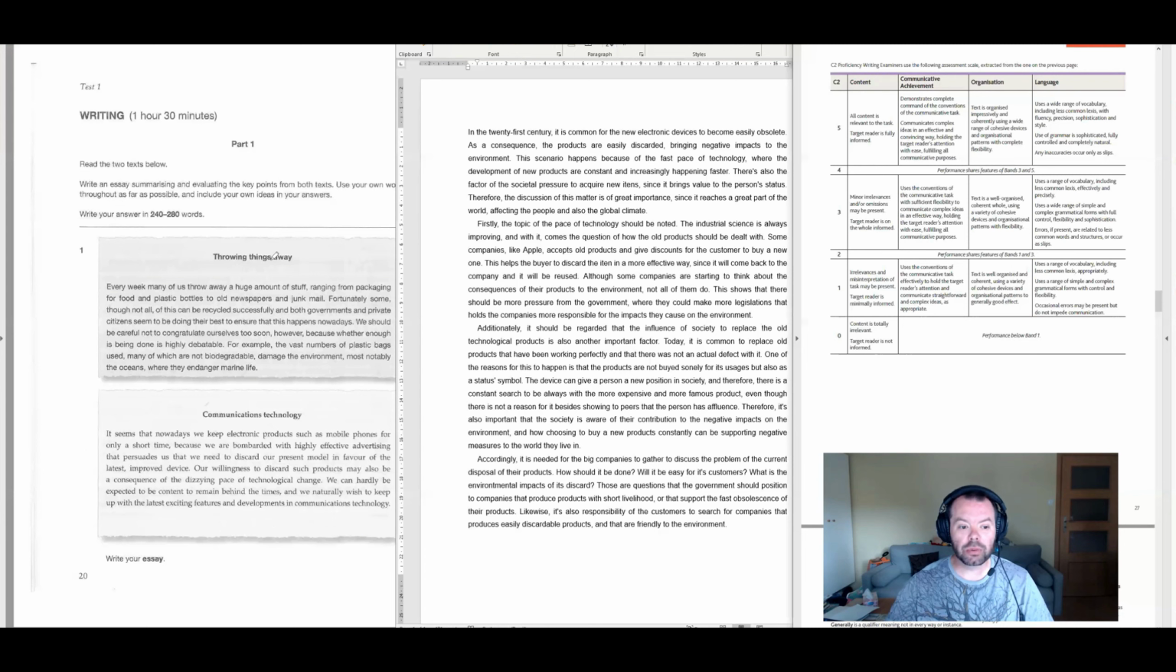The first one is called Throwing Things Away. Every week, many of us throw away a huge amount of stuff, ranging from packaging food and plastic bottles to old newspapers and junk mail. Fortunately, some, though not all, of this can be recycled successfully, and both governments and private citizens seem to be doing their best to ensure that this happens nowadays. We should be careful not to congratulate ourselves too soon, however, because whether enough is being done is highly debatable. For example, the vast numbers of plastic bags used, many of which are not biodegradable, damage the environment, most notably the oceans, where they endanger marine life.